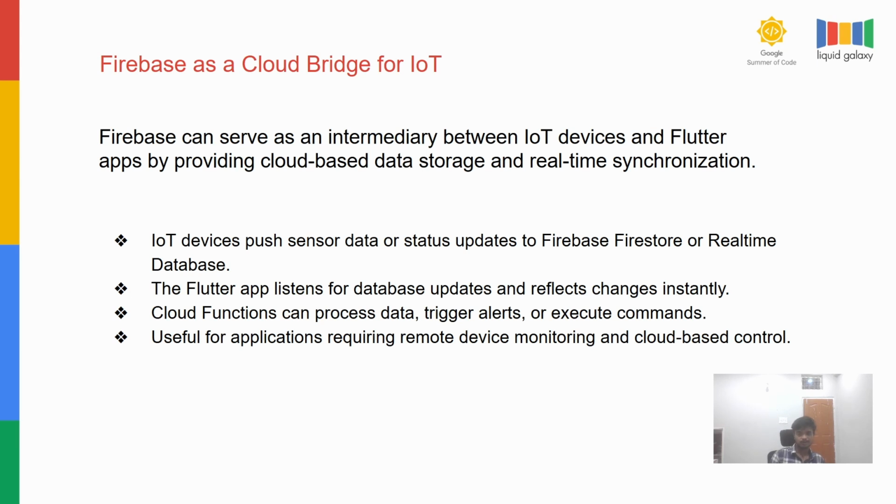Firebase as a cloud bridge for IoT. You can always use cloud for transferring data over the internet. Firebase can serve as an intermediary between IoT devices and Flutter apps by providing cloud-based data storage and real-time synchronization. IoT devices push sensor data or status updates to Firebase Firestore or Realtime Database. The Flutter app listens for database updates and reflects changes instantly. Cloud Functions can process data, trigger alerts, or execute commands, useful for applications requiring remote device monitoring and cloud-based controls.